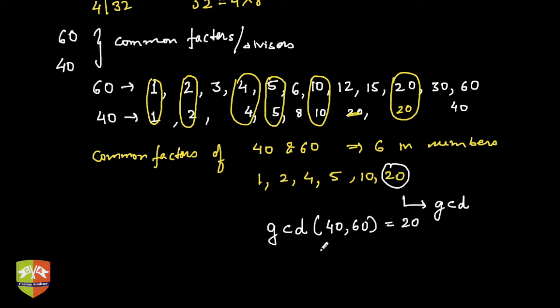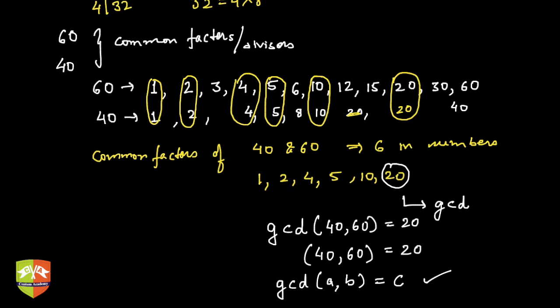Many literatures also would say simply 40, 60 within brackets is equal to 20. But to avoid confusion, we usually prefix GCD to this bracket. So we say GCD of A and B is equal to C, where C is the highest common divisor of A and B. Okay, this is how it is mentioned in mathematical literature.